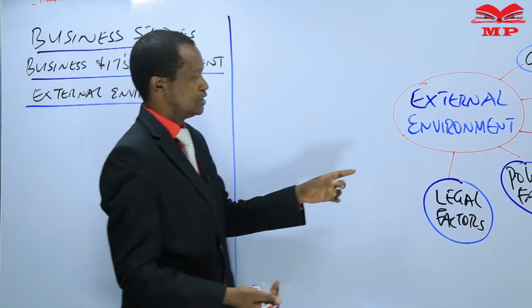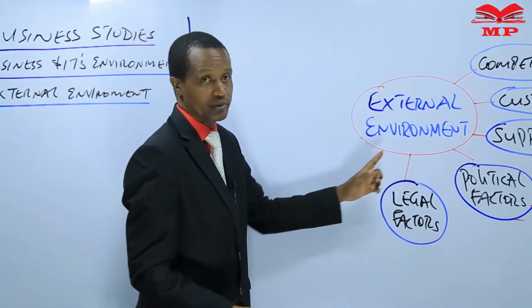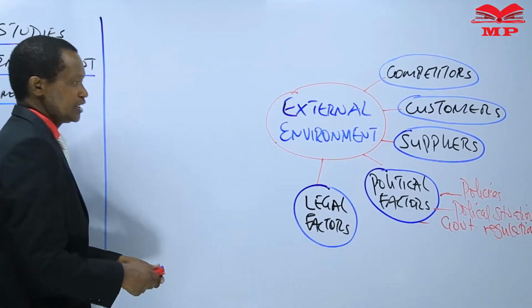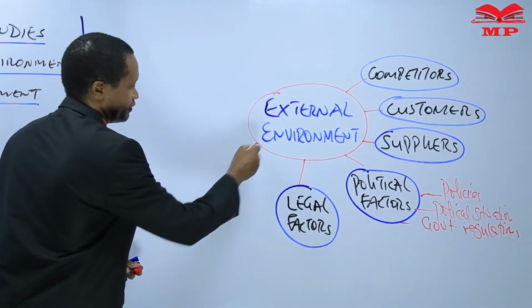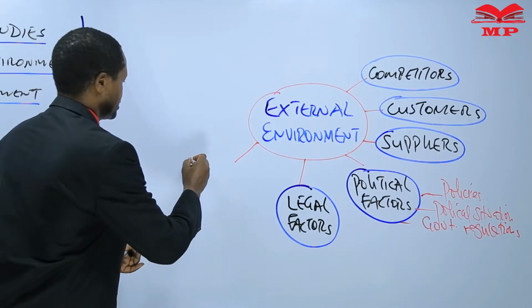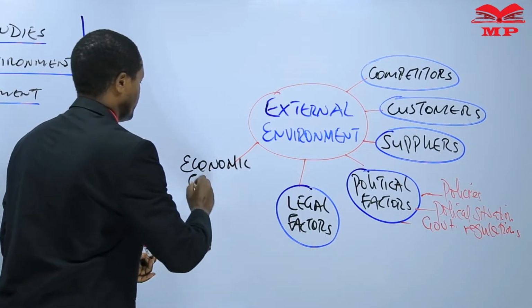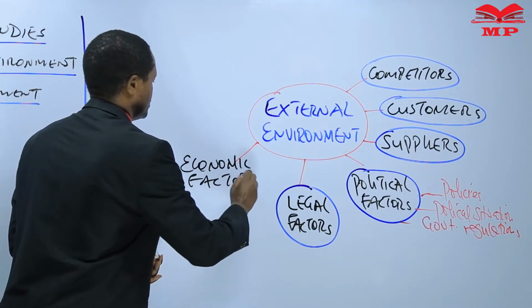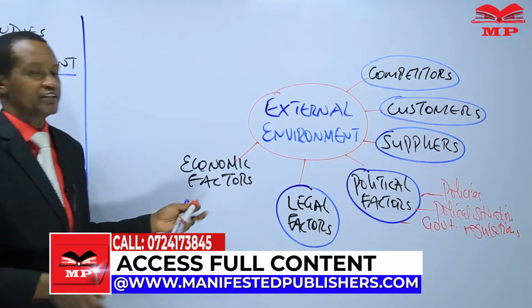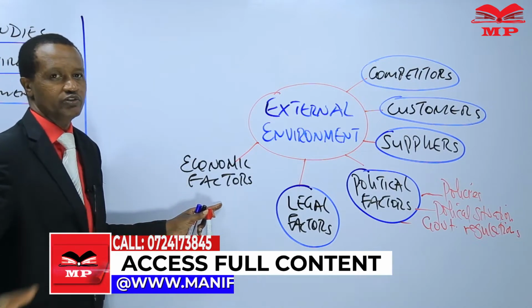So I want to discuss the other external environmental factors. So the 6th factor is the economic factors. Economic factors. Now, these are factors that influence the entire economy of a country.